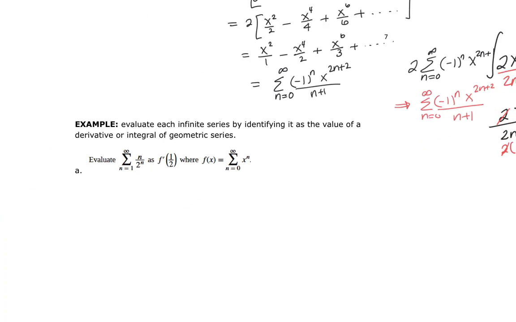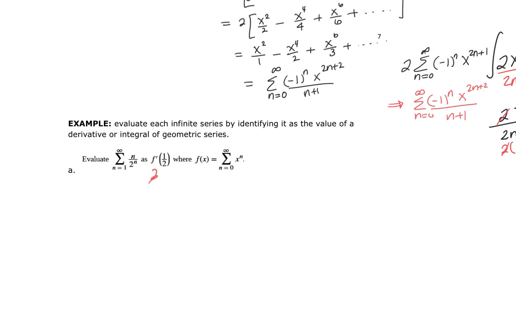So now we're asked to evaluate each infinite limit by identifying it as the value of a derivative or an integral of the geometric series. So the first thing I'm going to do, since I need an f prime right here, is I'm going to find f prime here. So f prime of x using regular differentiation, and remember we move over 1 from n equals 1 to infinity to n equals 0. Bring that power down, x to the n minus 1, so we get that part.